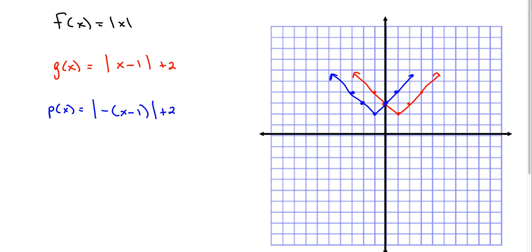Now let's look at one more. Let's throw another negative sign here. Let's go h of x equals negative absolute value of negative x minus 1 plus 2. So I'm building on to p of x. So after I reflect over the y-axis, now this negative sign will reflect everything over the x-axis. So it's just going to make all these negative. This one's going to stay here.